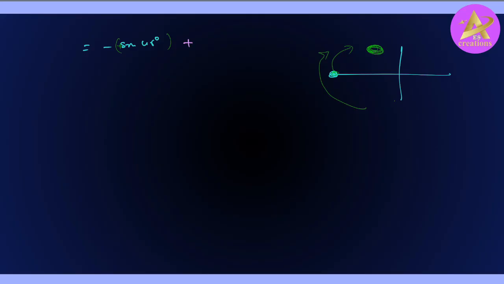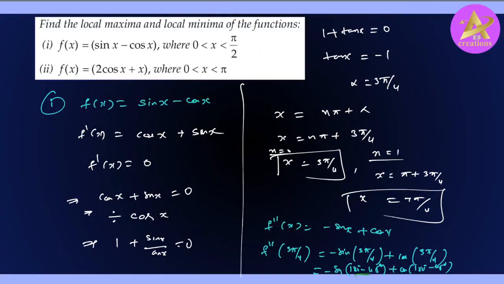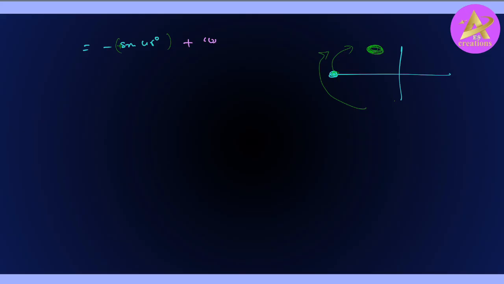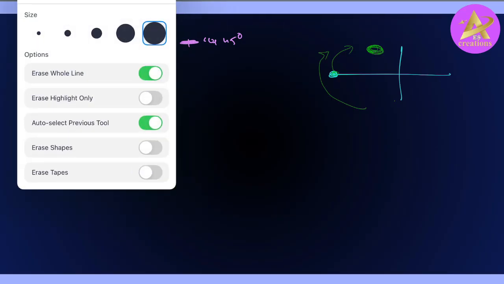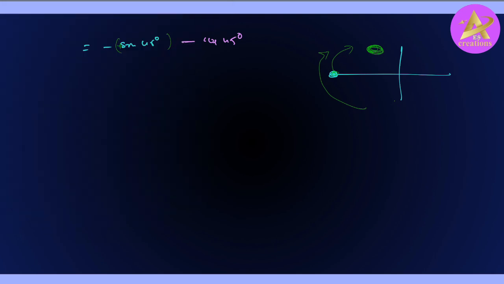Next, plus, because of pi, cos, we get here cos only of 45 degree. In the second quadrant, cos is what? Negative, we get minus here. Minus sin 45 degree, which is 1 by root 2. We get 1 by root 2.